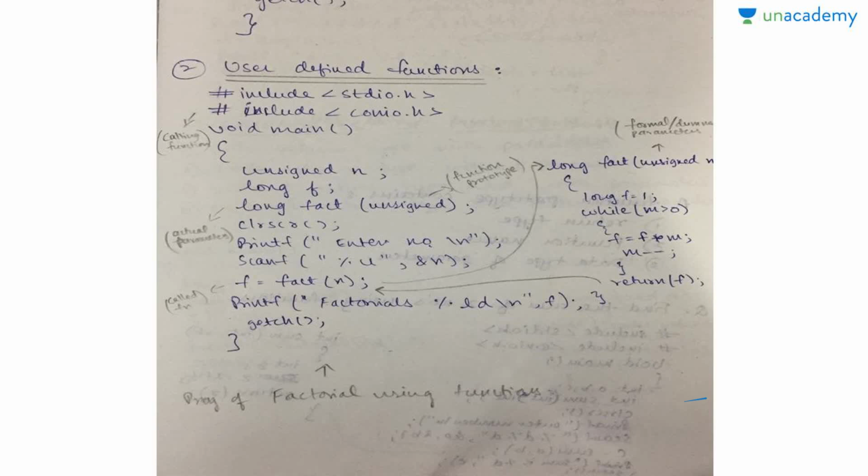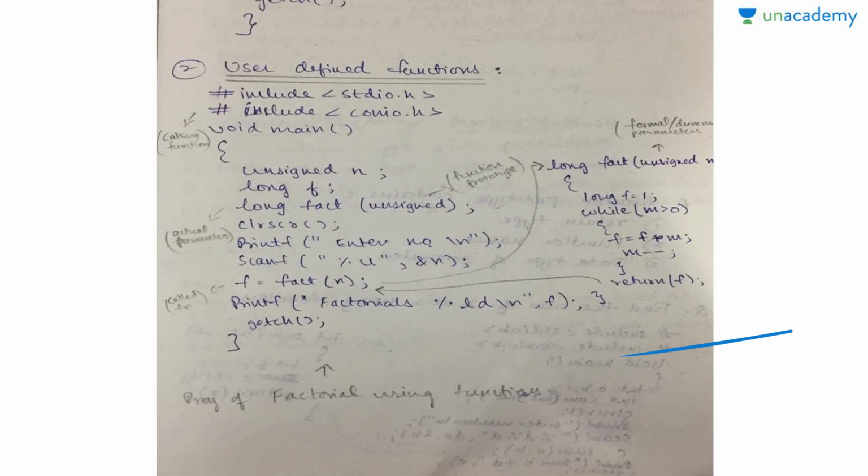Here in this user defined function, long fact of unsigned m, inside this we have written long f is equal to 1, while m greater than 0, f is equal to f into m minus minus, close the braces and return f. So here in the void main method, we are calling this long fact of unsigned. This is the user defined function. These are the parameters we are passing.